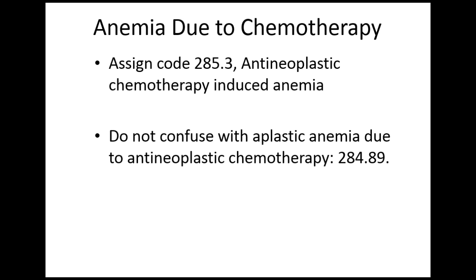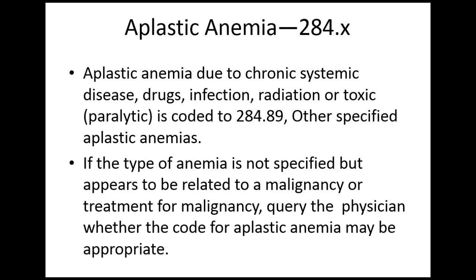Anemia due to a drug in which the drug is not specified would be coded to the type of anemia, or to 285.9 if the type of anemia is not specified. Aplastic anemia is caused by a failure of the bone marrow to produce red blood cells. This condition may be congenital, but is usually idiopathic or acquired, or may be due to an underlying disease such as a malignant neoplasm or an infection, such as viral hepatitis.